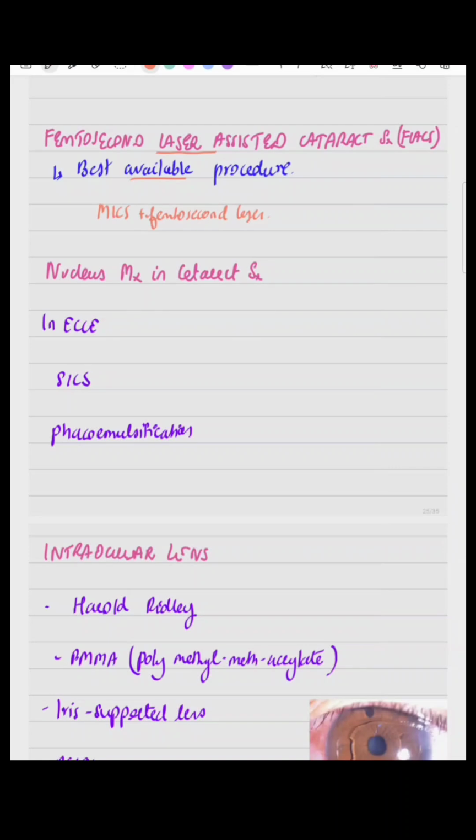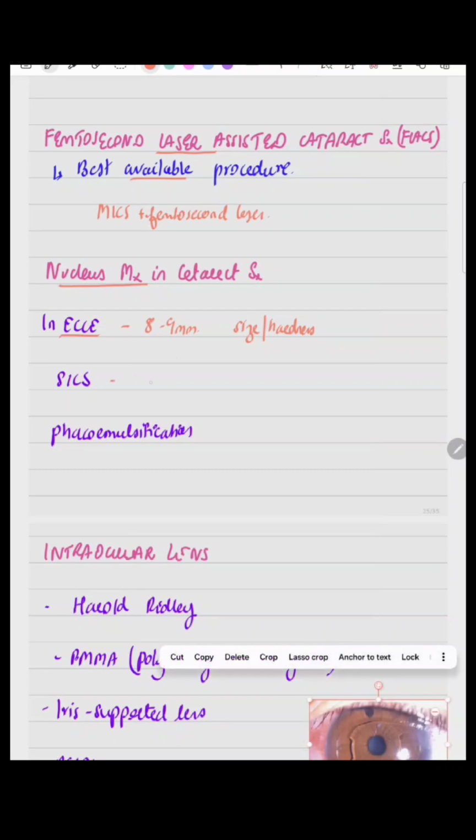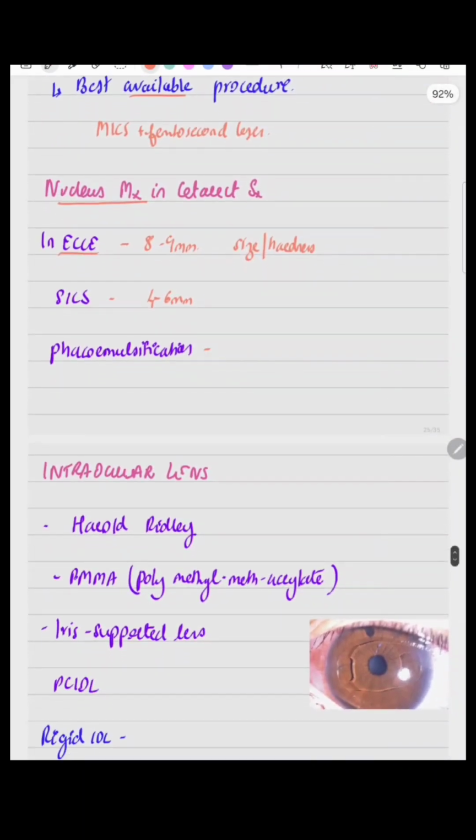Next is nucleus management in cataract surgery. In ECCE, the nucleus is delivered by enlarging the incision up to 8 to 9 mm, depending on the nucleus size, degree of hardness and malleability. In SICS, a 4 to 6 mm tunnel incision is made and the nucleus is popped out. In phacoemulsification, the nucleus is emulsified using a machine.